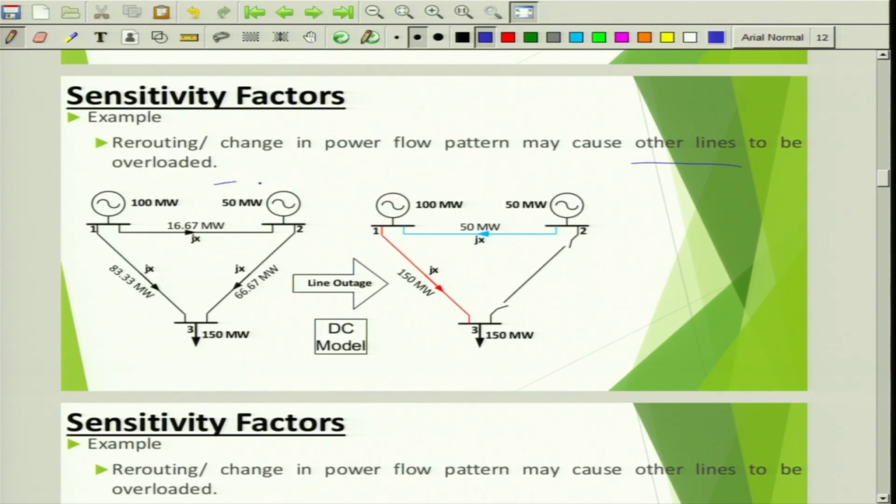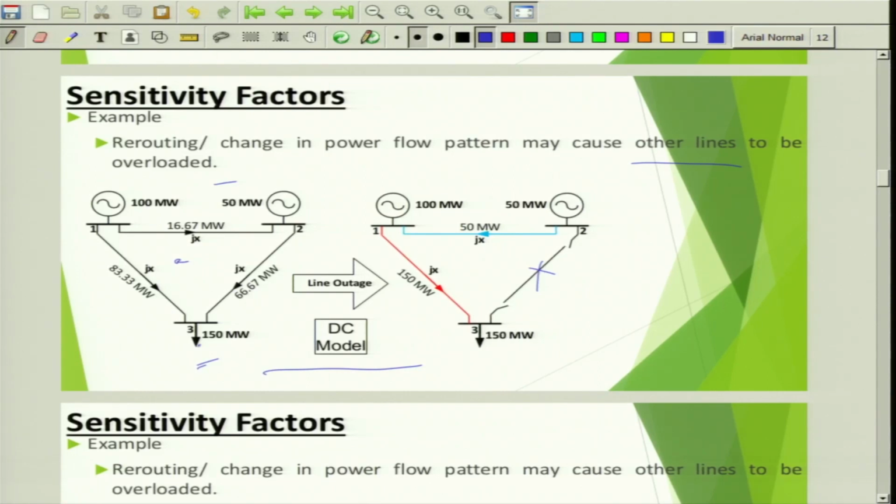Then we will discuss how rerouting or a change in power flow pattern may cause other lines to be overloaded also. This is a DC model basically, so R is not present here. Basically this is the power flow which is happening. That means we are ignoring the reactive power component, and just active power is represented here. There is a power flow happening between different lines. So this is the steady state condition as such. Then if there is a line outage, let us say the line connected between bus number 2 and 3 is considered as a line outage.